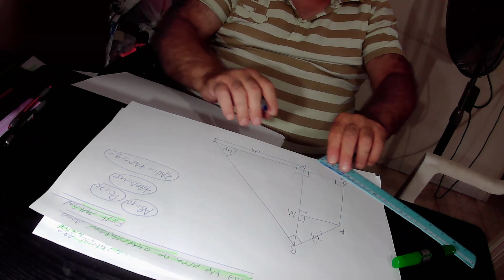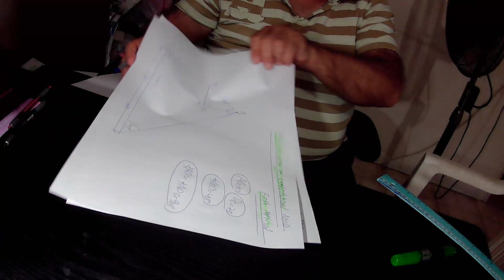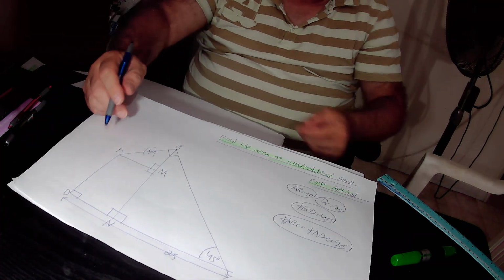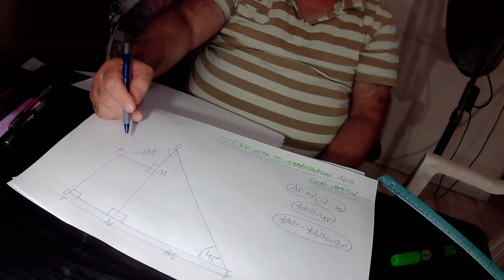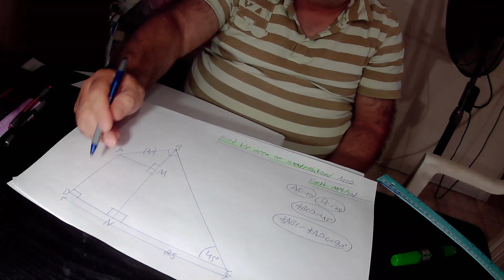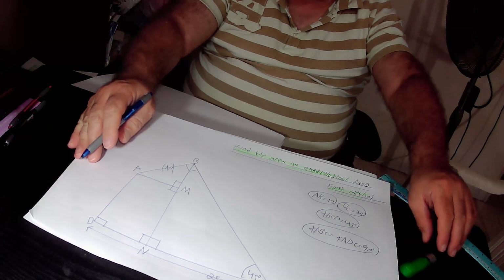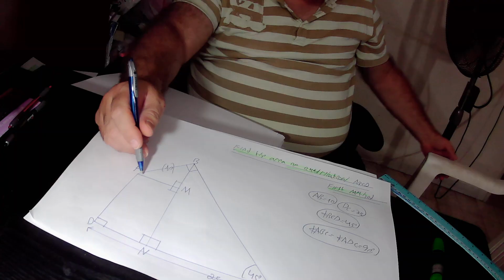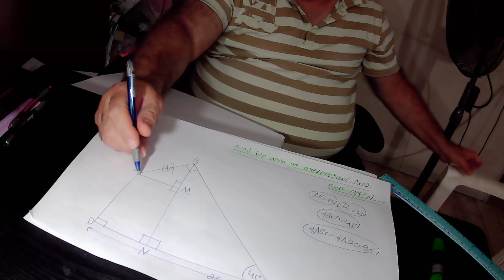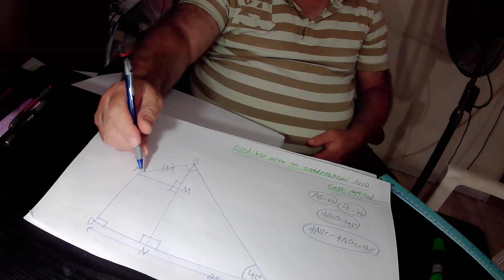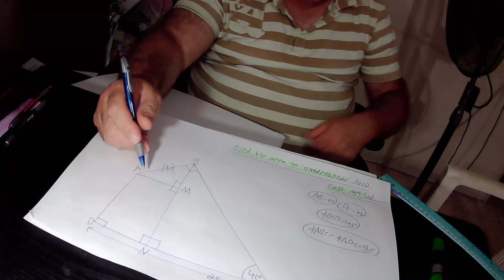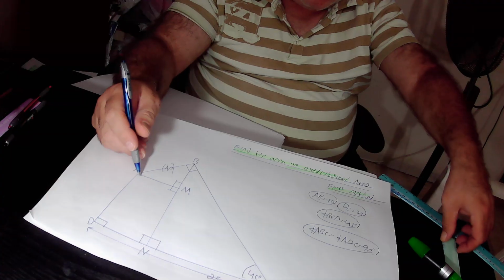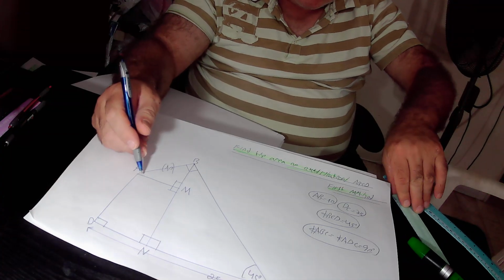By doing this construction, we get quadrilateral AMND. Inside quadrilateral AMND, we have 1, 2, 3 right angles. The sum of 3 right angles is 270 degrees. 270 degrees plus the size of this fourth missing angle must be equal to 360 degrees, according to the rule that the sum of the angles in any quadrilateral is equal to 360 degrees. Therefore this fourth missing angle must be equal to 90 degrees in size.